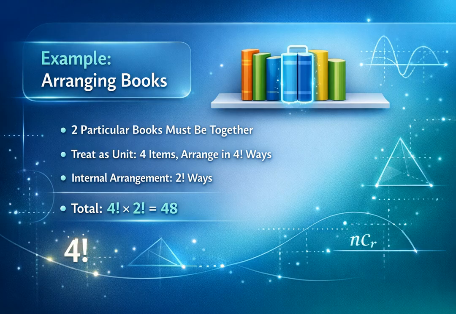Let's arrange 5 different books on a shelf where 2 particular books must stay together. Treat those 2 books as one unit. Now we have 4 items to arrange. 4 factorial equals 24 ways. But the 2 books can be arranged among themselves in 2 factorial equals 2 ways. Total, 24 times 2 equals 48 arrangements.